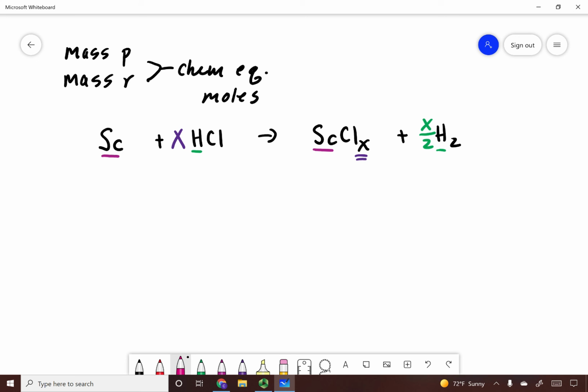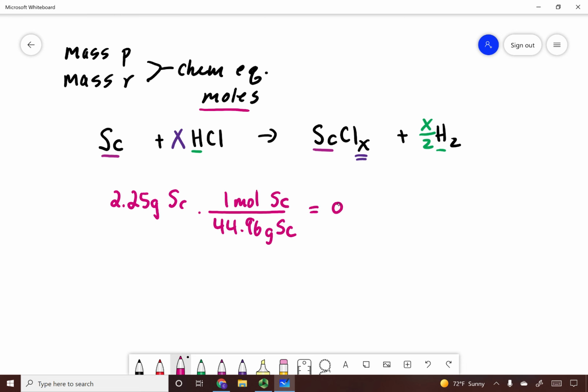So let's do the next thing we mentioned in this problem, and that's calculate our moles. The problem gives us 2.25 grams of scandium metal. To change into moles, I'm going to look on my periodic table and get the molar mass of the scandium metal, and then I'm going to divide by my molar mass, and I'm going to get 0.0500 moles of scandium.